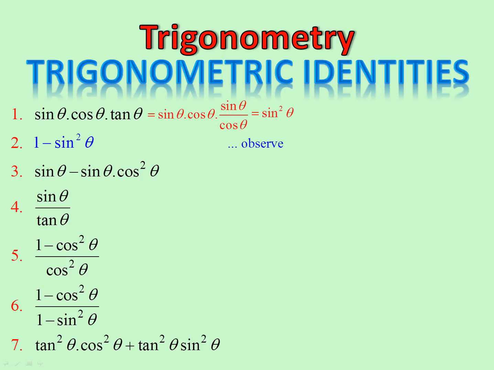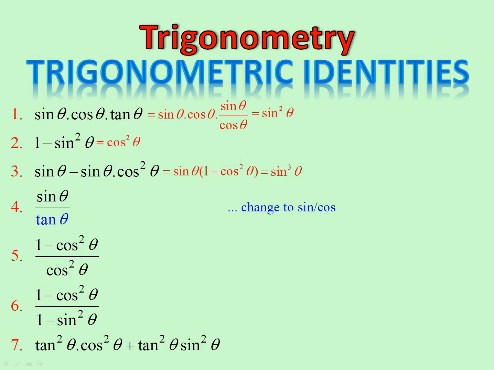Straight off we say, well, observe. Cos squared. Number 3. Algebra. You'll notice you can do some algebra there. Yes, take out a common factor. And then we observe the 1 minus cos squared is sine squared, and giving you sine cubed.